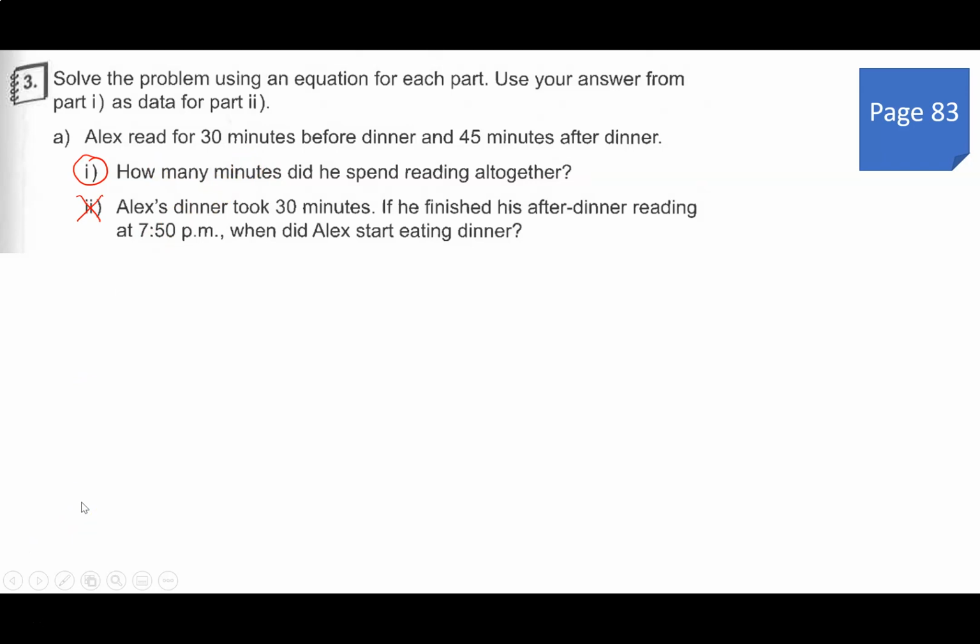Alex read for 30 minutes before dinner and 45 minutes after dinner. Today we are going to use the GRASS strategy to solve our word problems. I know that you are very familiar with this strategy, so I won't spend too much time reviewing it. Remember, each letter stands for a word. G stands for given. So what is the given information in this question? Well, we know that Alex read for 30 minutes before dinner and 45 minutes after dinner.